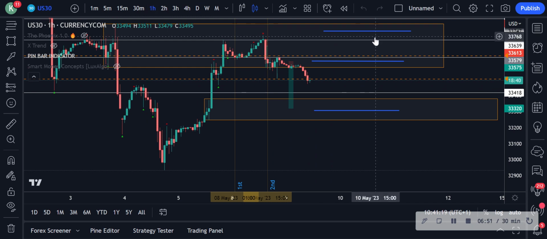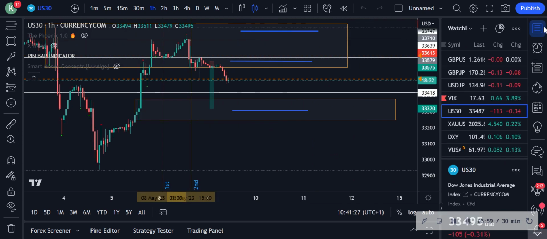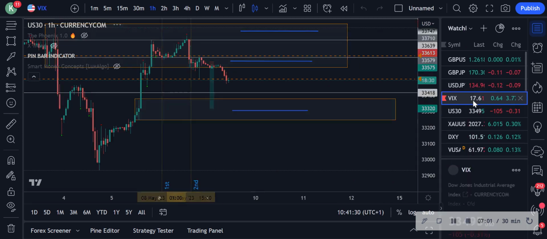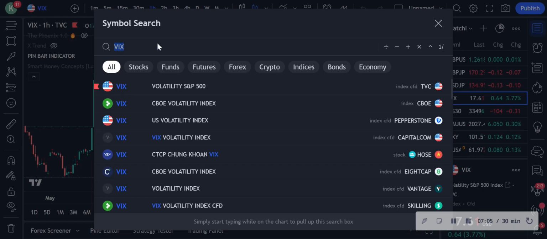But before I go off, I'm going to show you guys this indicator, which I think is very important if you trade US30. It's called the VIX, the volatility index. If you go to where you search for all your pairs, your forex or your indices, you just click VIX, and you can see your volatility index. Choose one, and I basically chose capital.com.